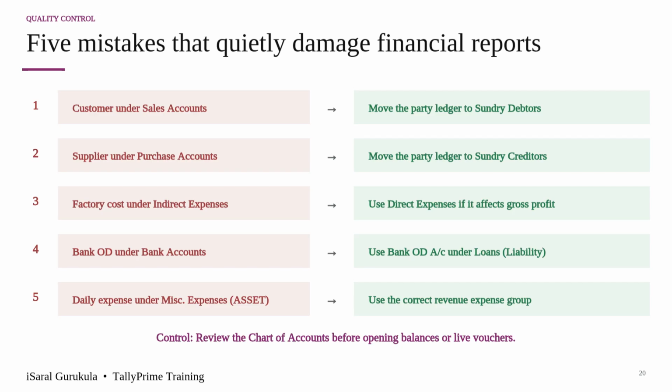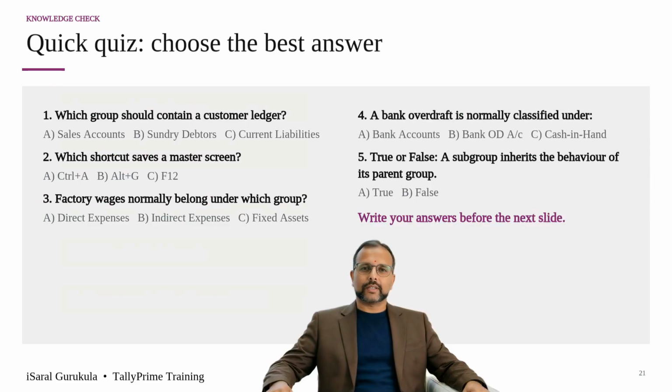Mistake 5. Putting a daily expense under miscellaneous expenses as an asset when it should go to a revenue expense group. The common thread: most of these happen because people didn't use the 4 bucket test first. Protect yourself. Review your chart of accounts before you enter opening balances or a single live voucher. Let's test what you've learned. Here are 5 quick questions.